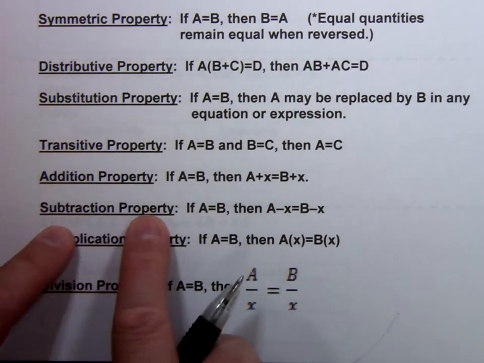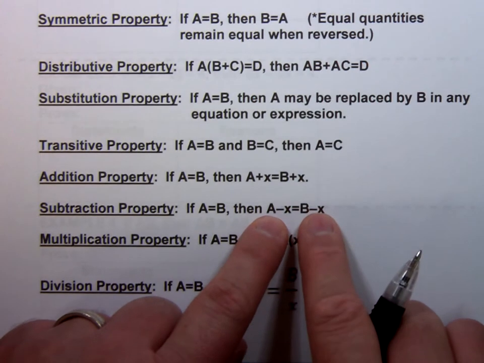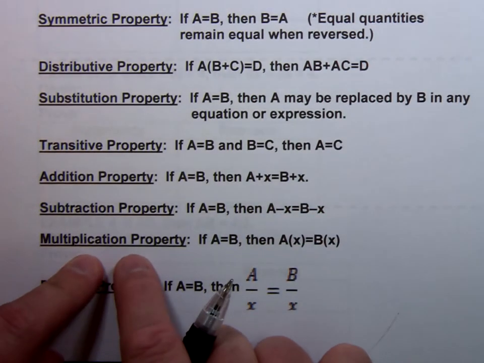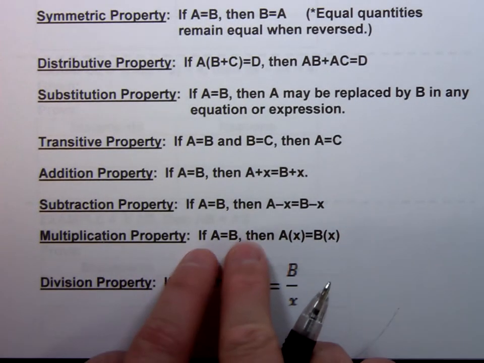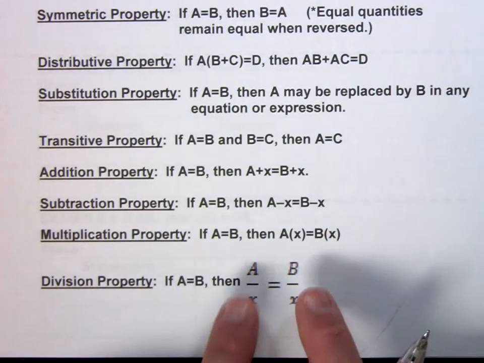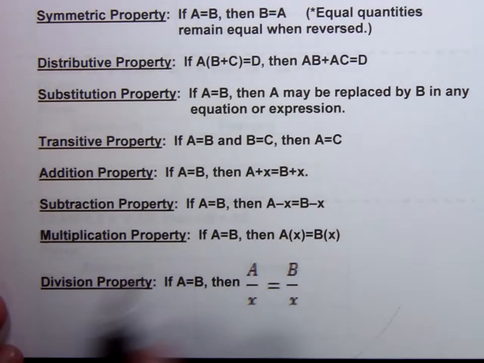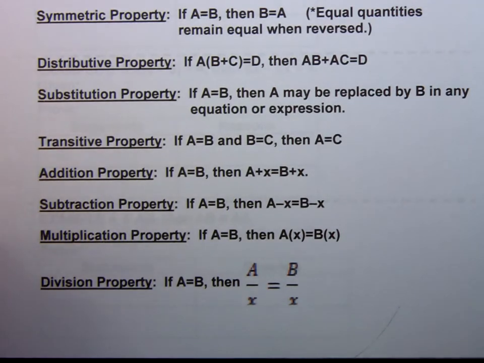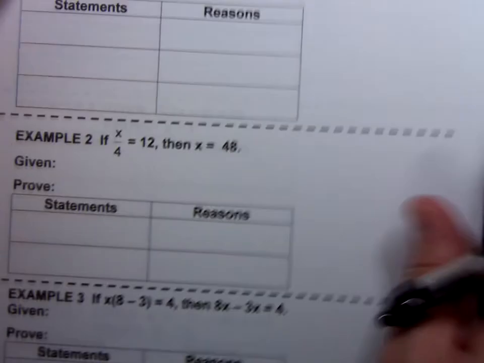Same thing for the subtraction property, just dealing with subtraction. You can subtract the same thing from both sides of an equation. Multiplication property, you can multiply both sides of an equation by the same number. So I'm multiplying both sides of the equation by X in this case. And the division property, you can divide both sides of an equation by the same number. So all of these here are talking about doing the same operation on both sides of an equation, not just any time you happen to do that operation. Okay, so that's a quick review of some of those properties that we're going to use as we're doing our proofs. Let's start our first proof.